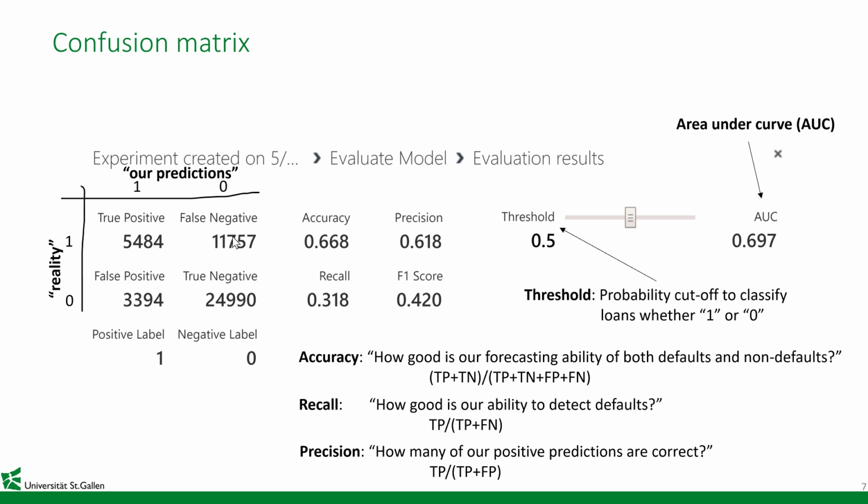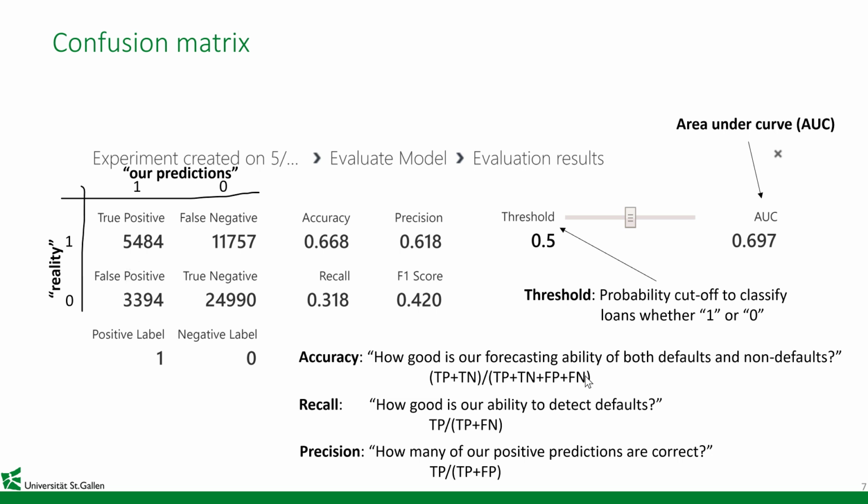The last really important evaluation metric is the precision. The precision answers the question how many of our positive predictions are correct. In the matrix, this is simply depicted by our predictions. So if we predict a default, how many of those defaults were actually correct? That will be the true positives here divided by the true positives and the false positives.